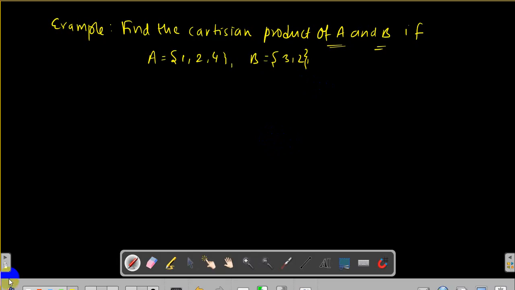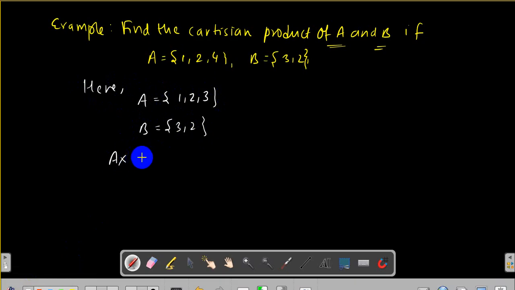Now, can you find this? Okay, it's simple. Here A equals 1, 2 and 3, B equals 3, 2. Now, let us find the Cartesian product of A and B.